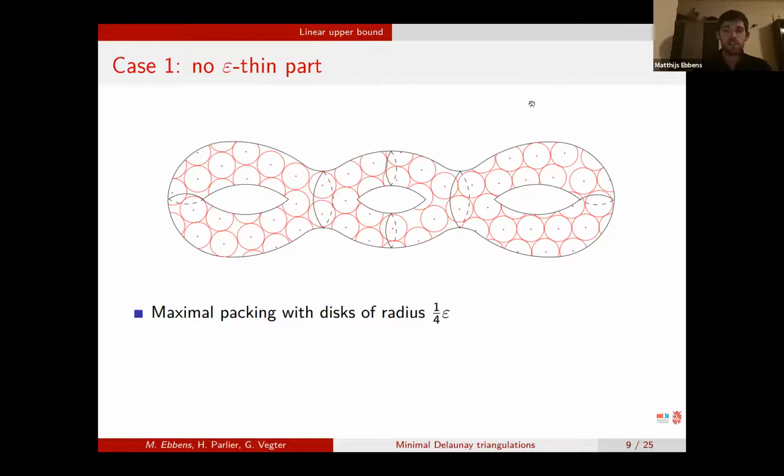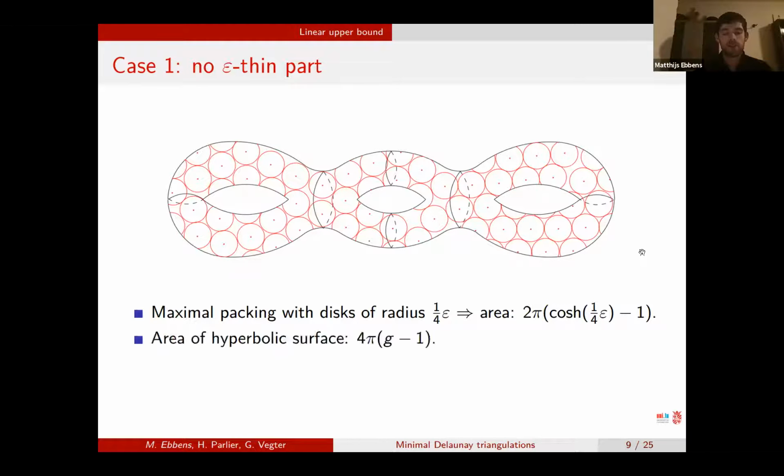Well, each of these disks has radius 1/4 epsilon. So in hyperbolic geometry, that means that its area is given by this expression. And we also know that the area of the hyperbolic surface was 4 pi times g minus 1. So the maximal number of vertices that we can get is bounded above by the number of disks that we can possibly fit in this surface, which is just our quotient. And because our epsilon is fixed, this will give a linear number of vertices.